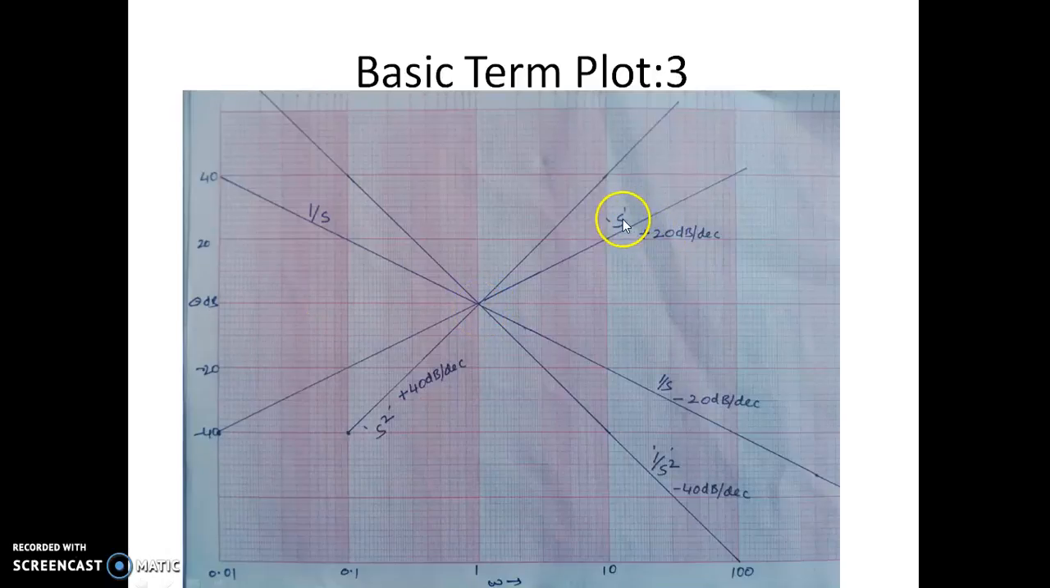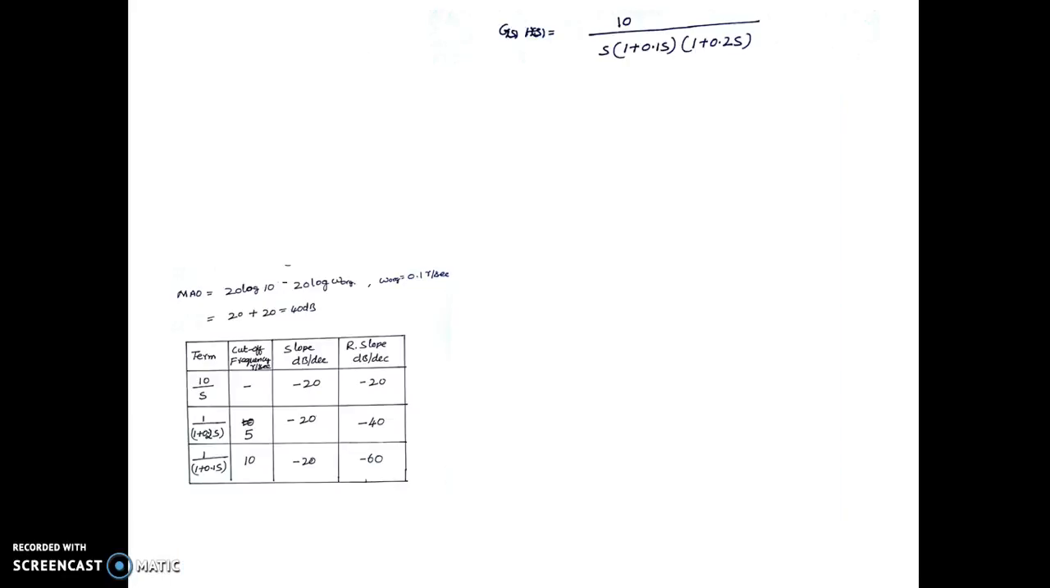It is true for s also, but in case of s, the slope is plus 20 dB per decade. It again passes through 0 dB when omega is equal to 1 radian per second. If it is s square, it is plus 40 dB per decade, and it passes through the 0 dB line when omega is equal to 1 radian per second. So these are the basic terms which we will be dealing with whenever we try to solve any transfer function. Now this we have considered in the previous video also.